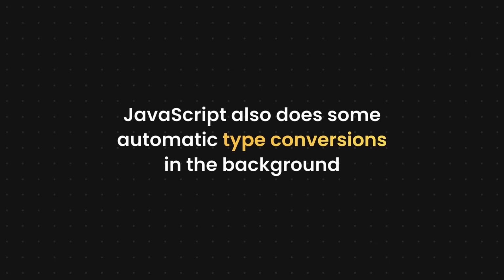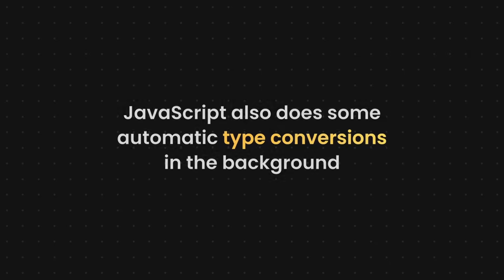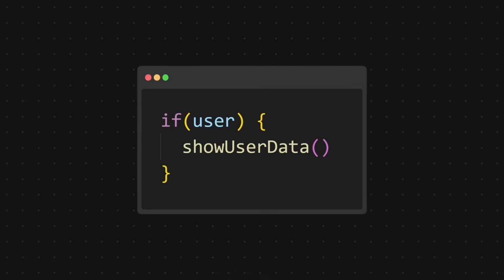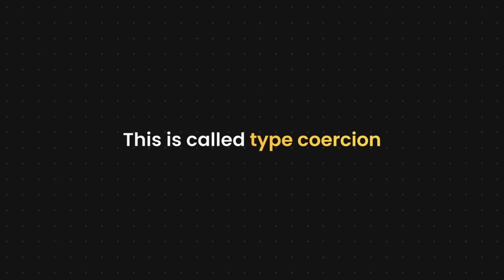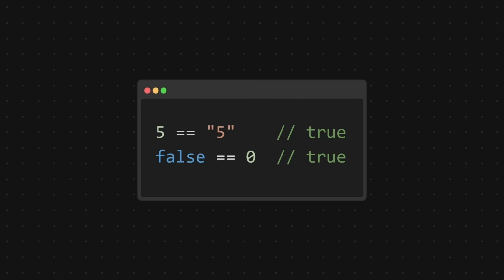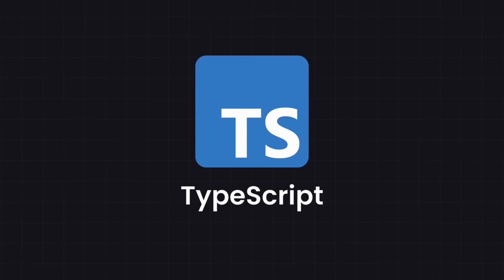JavaScript also does some automatic type conversions in the background. A value can behave like true or false inside a condition, even if it is not actually a boolean. This is called type coercion. Sometimes we want to use that, but some developers just don't like how open-minded JavaScript handles data types, as it can be a potential cause for bugs in your code. And this is the reason why TypeScript became so popular, which is the next concept of this video.